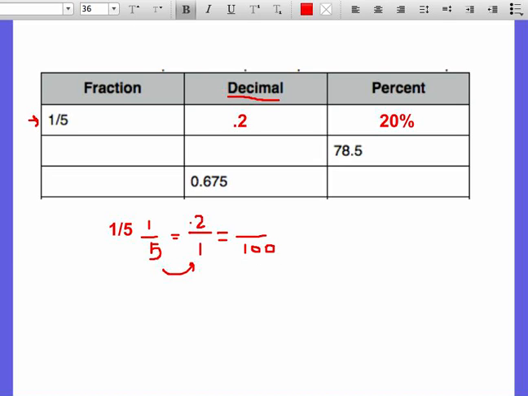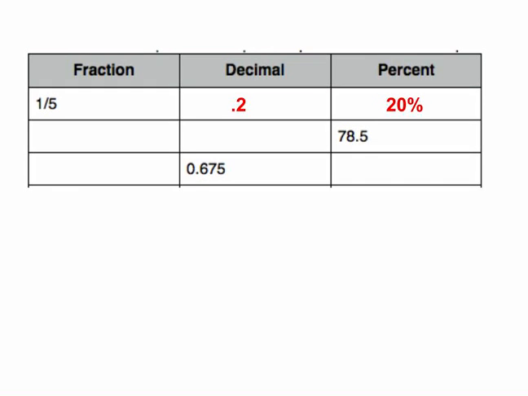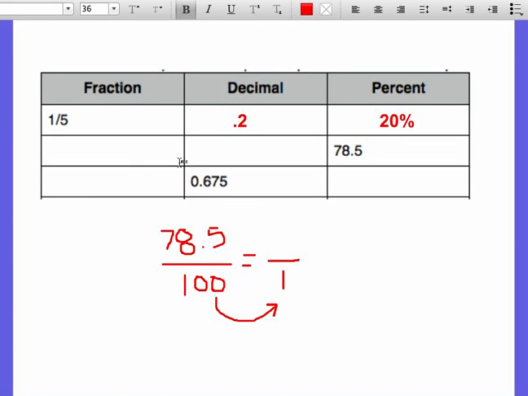In the next problem, just clear my annotations. In the next problem, we're given a percent, which is 78.5. Remember what that means. If it's a percent, what we're saying is it's 78.5 per 100. So if we want to get it to a decimal, the decimal has a denominator of 1 because it's a unit rate. So we don't want to express the denominator. We don't want to say it in fraction form. The only way to do it is to get the denominator to 1. So we divide by 100, and the decimal would be 0.785.